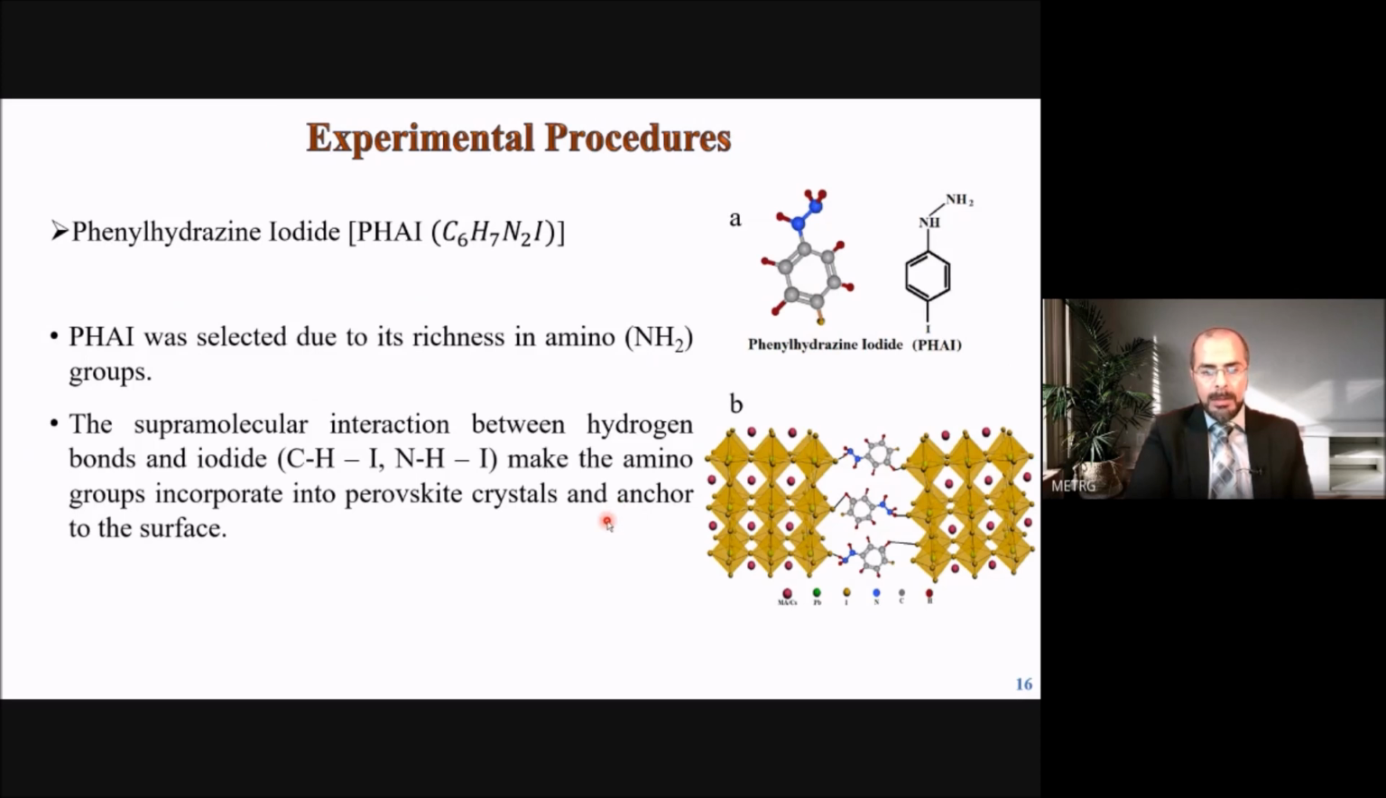So the amino group is incorporated into the perovskite crystals and anchors to the surface of these grains. Because of this property, PHI is a good cross-linking agent. We use it to bring small grains together and form bigger grains.